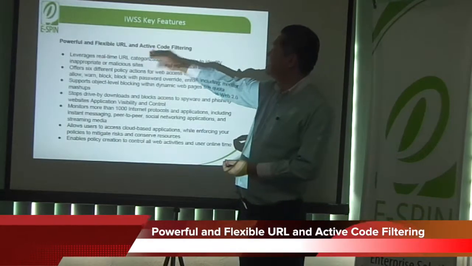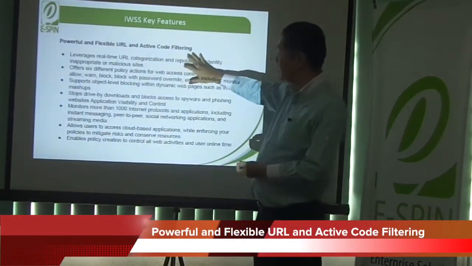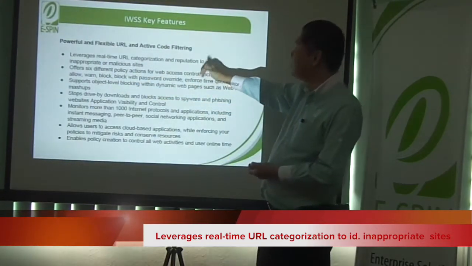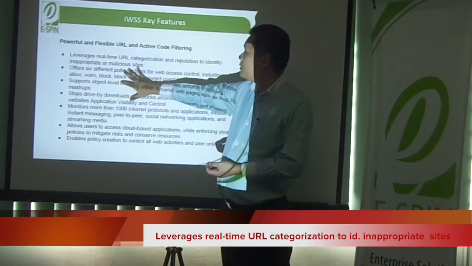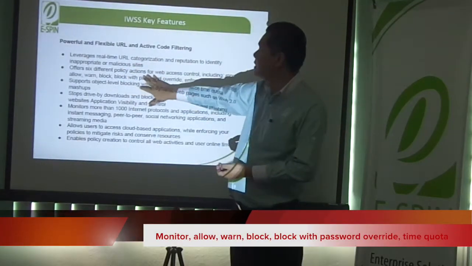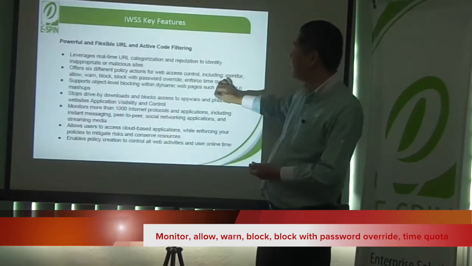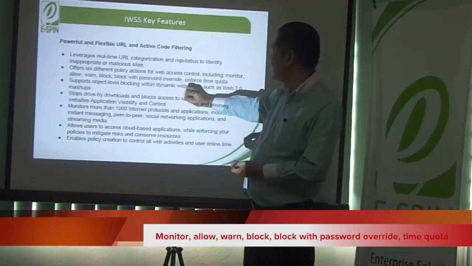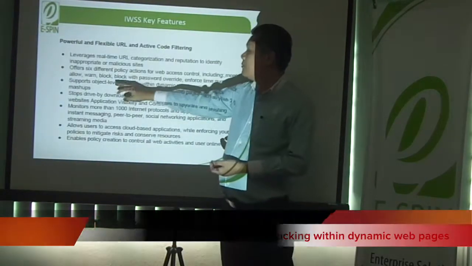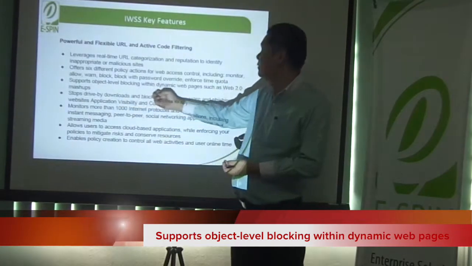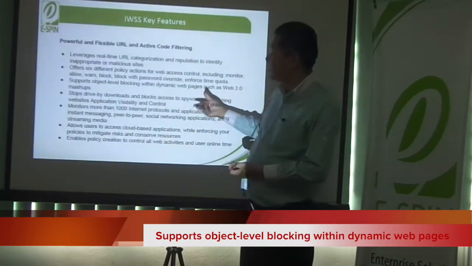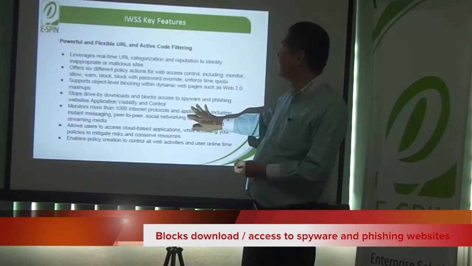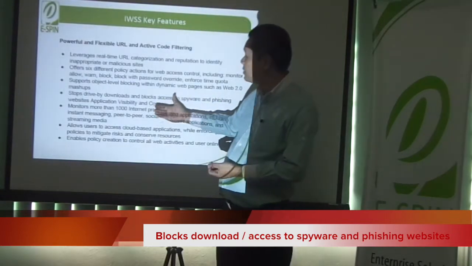Powerful and flexible URL and active code filtering. Now we talk in more detail. So we leverage real-time URL categorization and reputation to identify inappropriate or malicious sites. Offer 6 different policy actions for web access control, including monitor, allow, warn, and so on. Support object level blocking with dynamic web pages, such as Web 2.0, Mashup, stop drive-by downloads and block access to spyware and phishing websites.